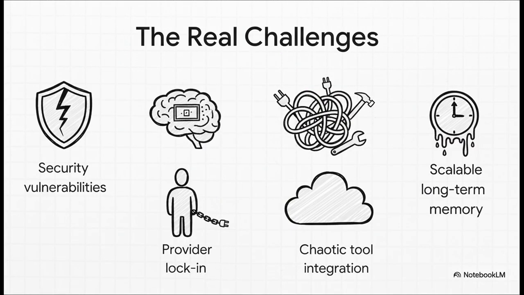Okay, so let's talk about what really happens when you go live. You hit a wall of real-world problems. Stuff like, how do you keep your app from getting hijacked? How do you give your AI a memory that actually remembers things for more than 5 minutes? And what about integrating all those different tools without it turning into a total spaghetti code nightmare? Oh, and let's not forget getting stuck with one super expensive AI provider. These are the real challenges, and that's exactly what we're going to tackle today.